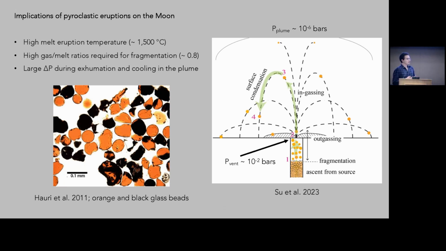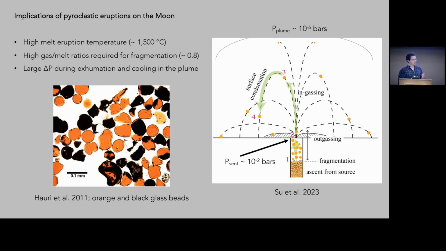Steve set us up really well here for how the system works. I used to think, and I still kind of think, that these lunar pyroclastic glasses are some of the most extensively degassed materials on the moon, and it's because of the conditions they erupt in. These things erupt very hot, and within the volcanic conduit, we need high gas to melt ratios just to fragment these materials and exhume them as well. So we have this system of high melt eruption temperatures. These things have a lot of gas around them, and importantly, they have a large change in pressure during their exhumation and cooling path in the plume. And this tends towards the idea of these things being extremely degassed.